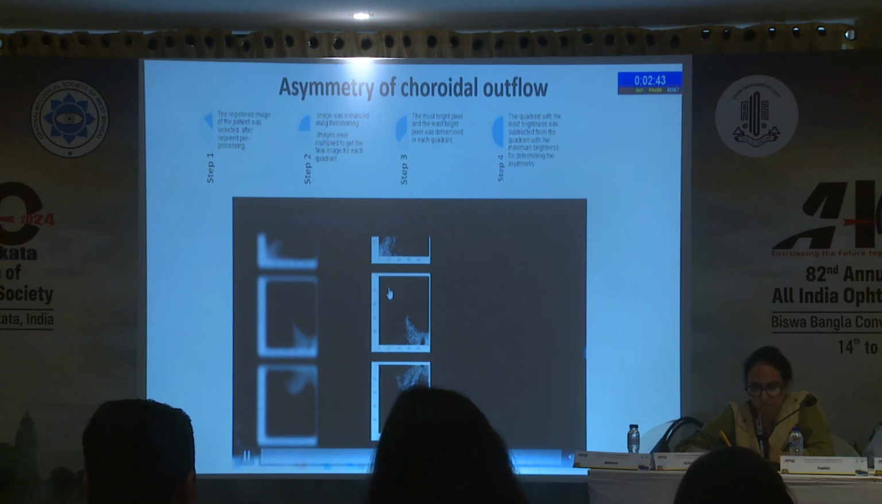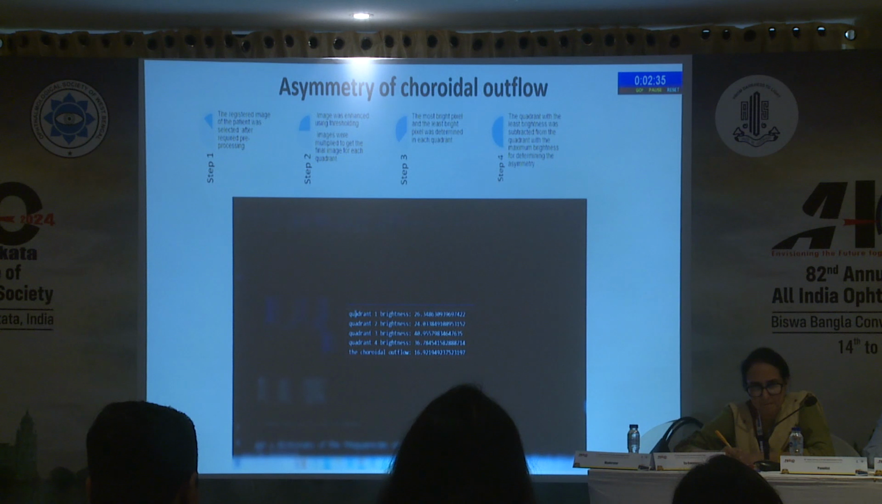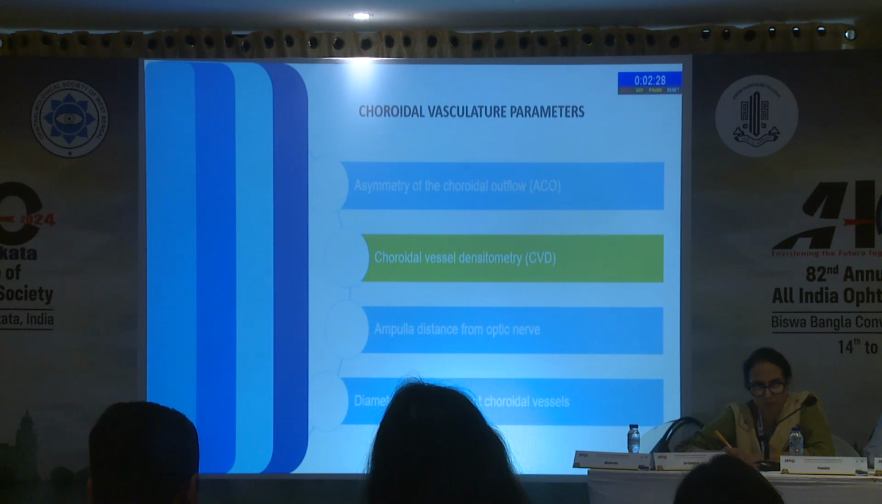So you can see the quadrants have been divided into 4 equal parts. And finally, we get the brightness of each of the quadrants. So the difference of the maximum brightness minus the minimum brightness will be the asymmetry of the choroidal outflow from that eye. Second parameter was the choroidal vessel densitometry.